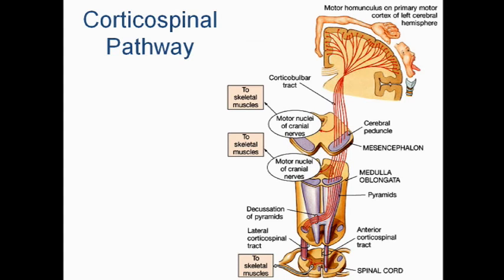Now that we have seen, you can see from the motor homunculus on the primary motor cortex of the left cerebral hemisphere, the fibers are coming, crossing the internal capsule, acting as corticobulbar tract, entering the cerebral peduncle, then entering the medulla oblongata, crossing the pyramids. Those fibers who want to cross to the opposite side will go to the opposite side. Anterior corticospinal tract will remain on the same side.